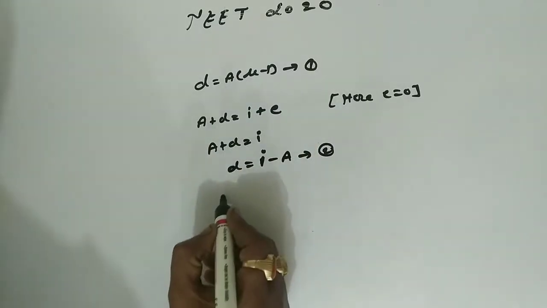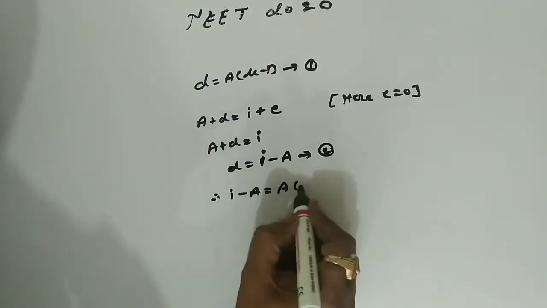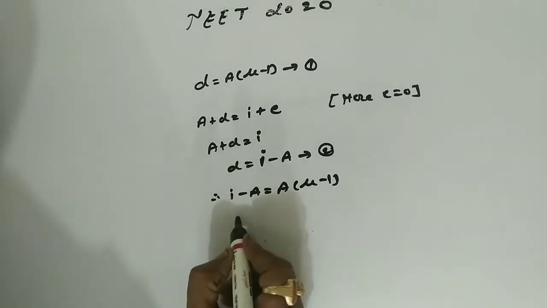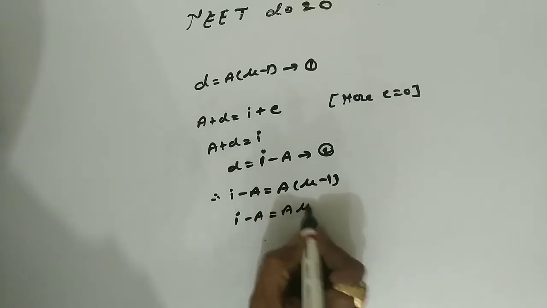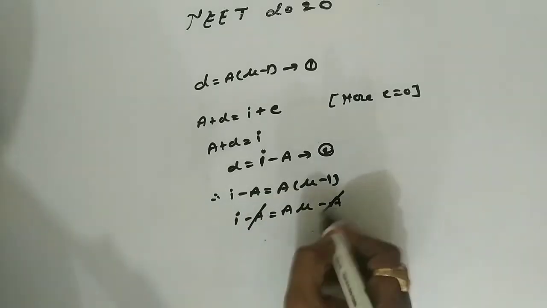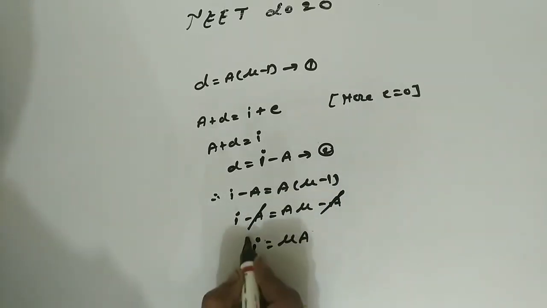I compare them. Therefore I minus A equals A into bracket mu minus 1. I minus A equals A into mu minus A, right? So this A gets cancelled. The angle of incidence equals mu into A. This is your answer.